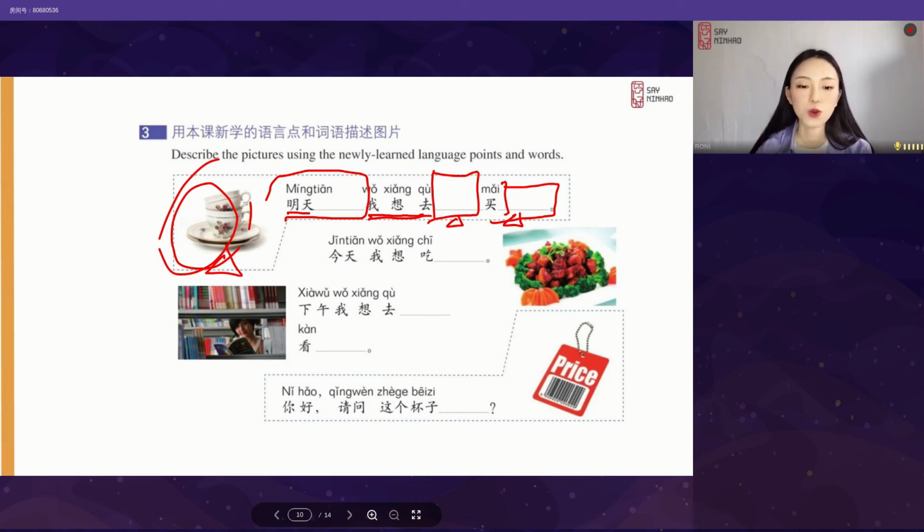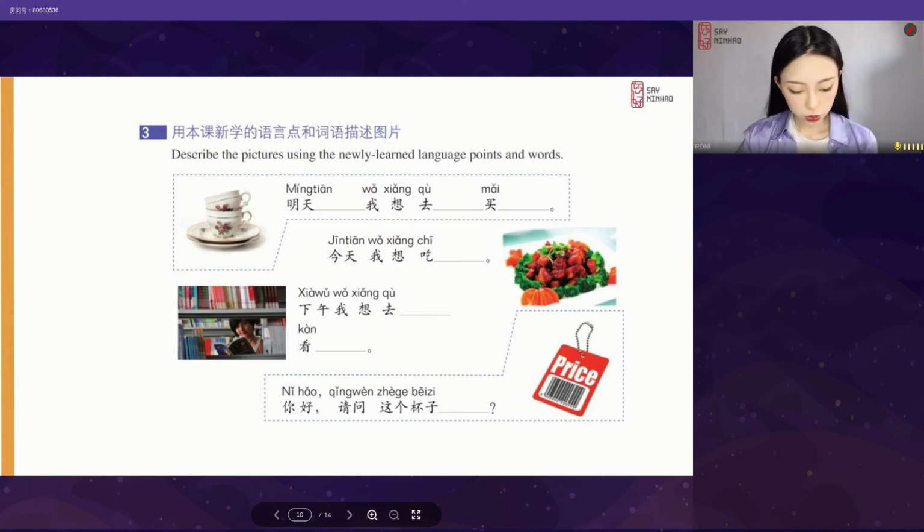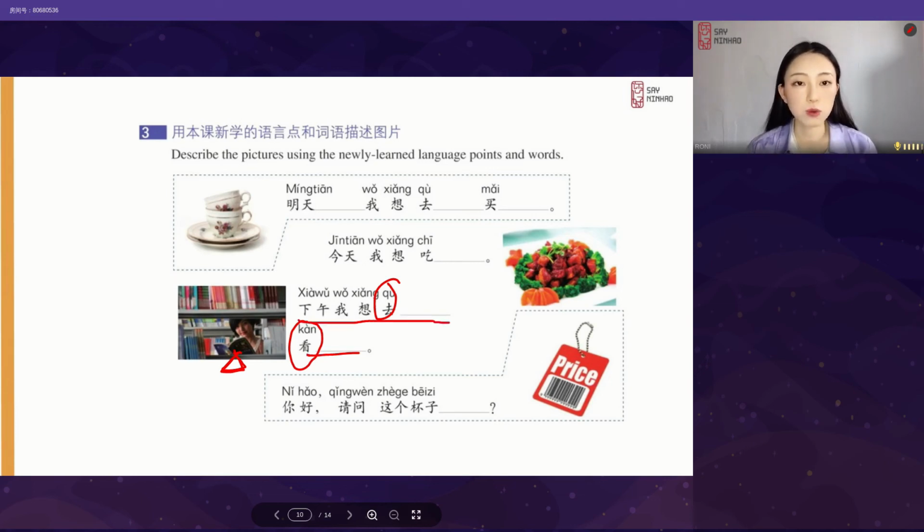明天上午我想去商店买杯子. Okay, next one. 今天我想吃 want to eat something. And so for the 去 we will put the place after it. Place and the location. And 看 because in the picture this person is reading books, so it is 看书, right? 看书 Okay, let's put 看书 in it. 看书 and 去 where? 去 where?